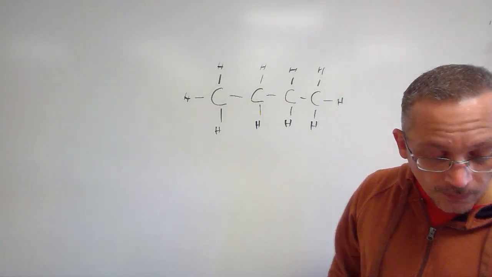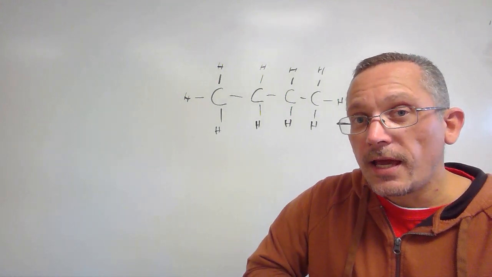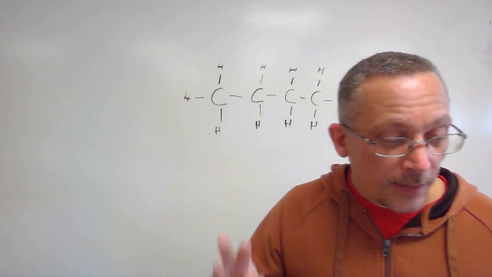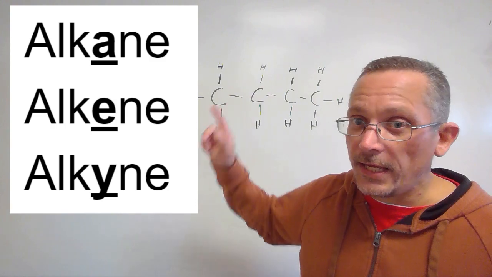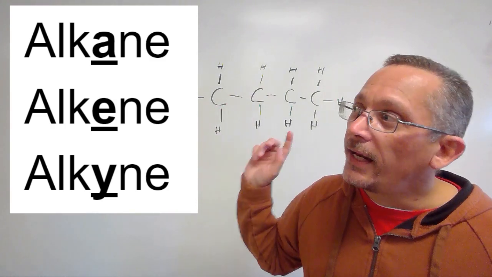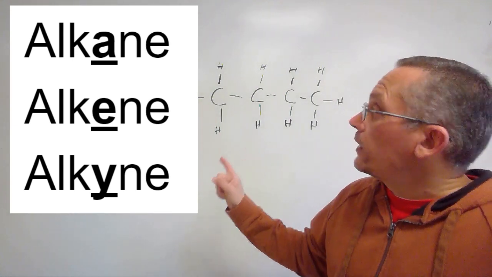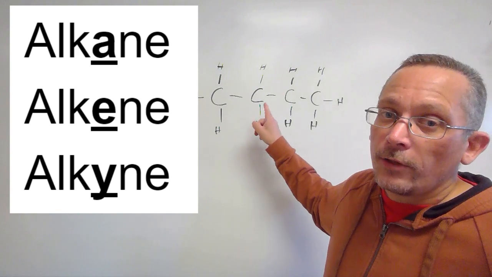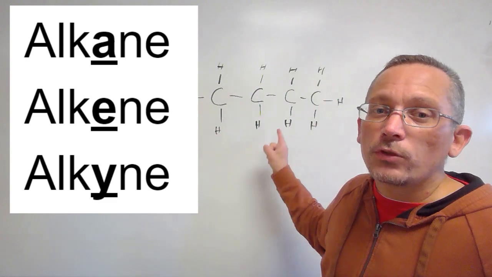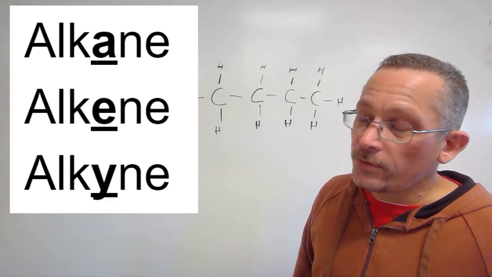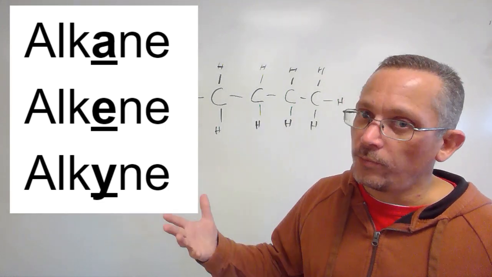So here's a hydrocarbon. One thing we need to understand about hydrocarbons before we start naming them is that we split them into 3 different categories. They're called alkanes, alkenes, and alkynes. They're all 1 letter different: A-E-Y. Alkanes, with the A, are hydrocarbons that contain only single bonds between the carbon atoms. An alkene is a hydrocarbon that has at least 1 double bond between carbon atoms. And an alkyne, with a Y, has at least 1 triple bond between carbon atoms.